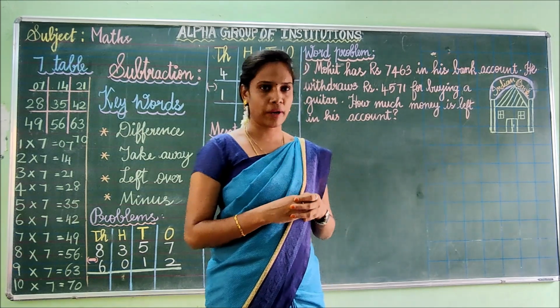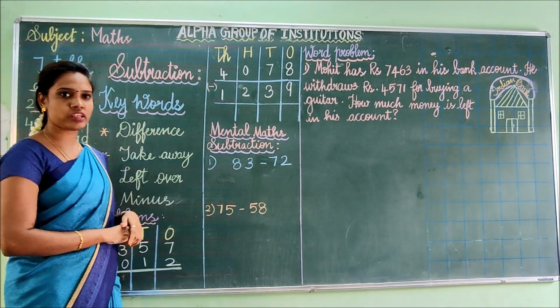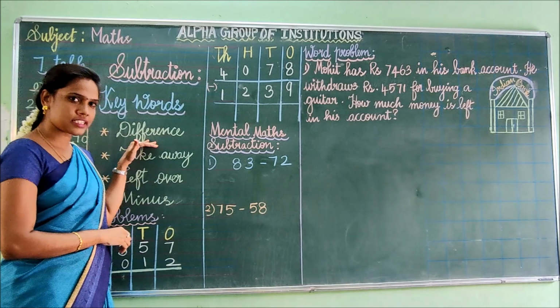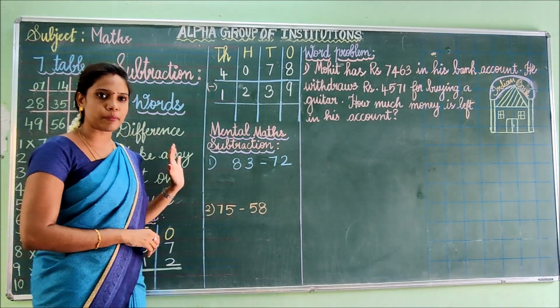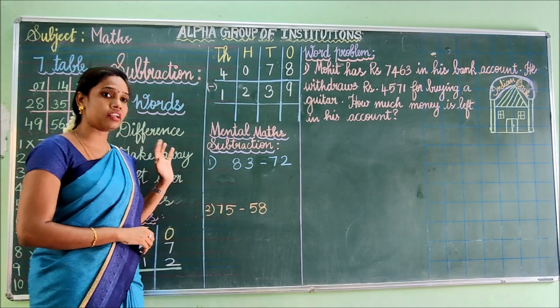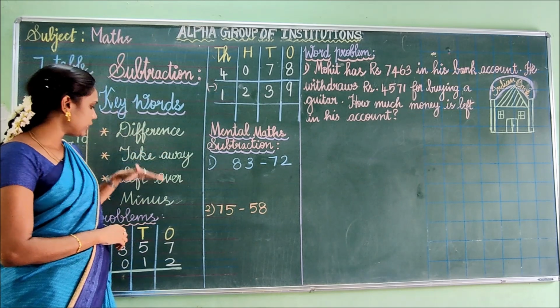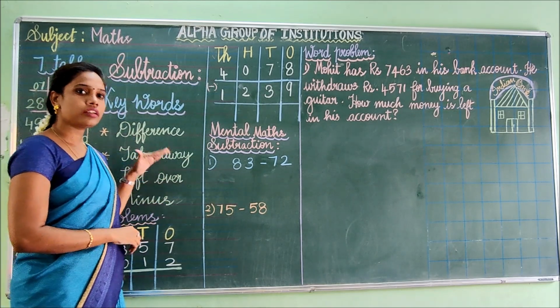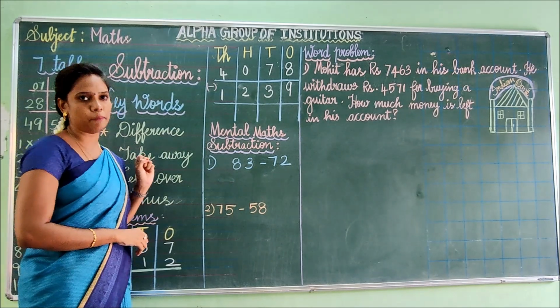That is subtraction. So what are the words generally you use for subtraction? See here, difference. This will help you to find whether it is subtraction or addition or multiplication in a story problem, word problem. Understood? These are the keywords that help you find very easily what you are going to do with the numbers.